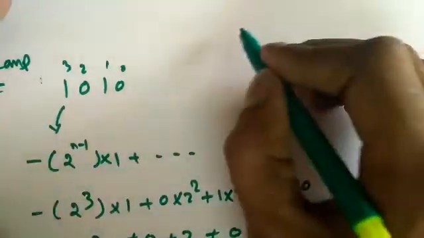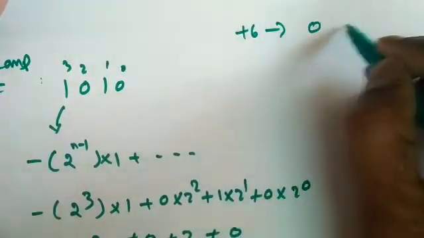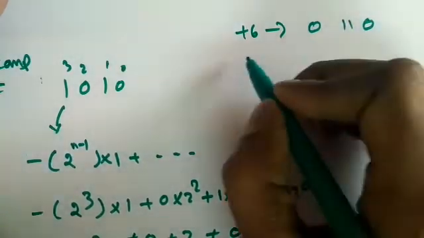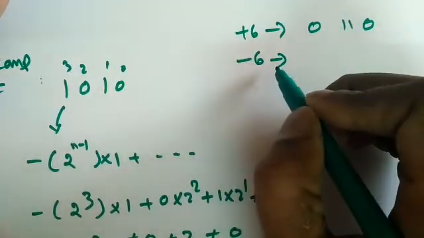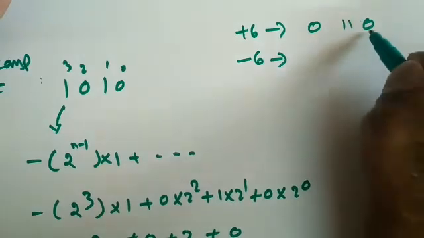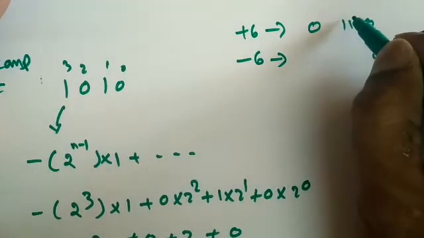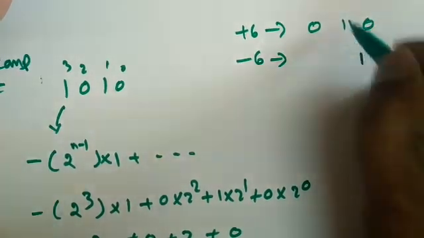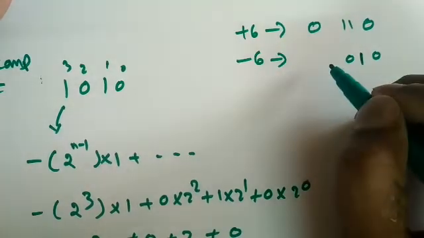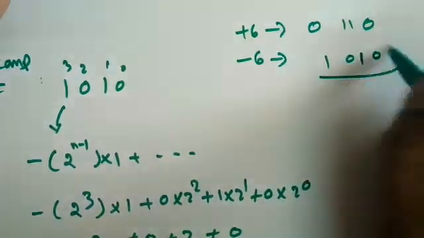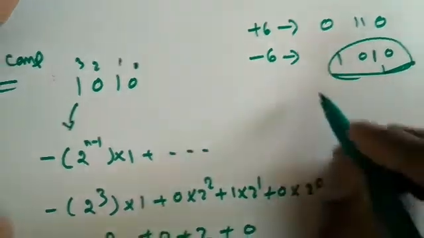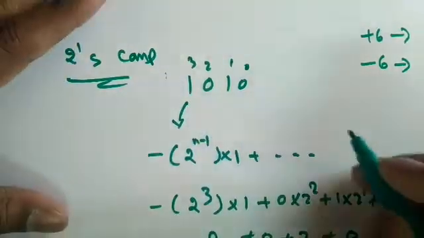Now we'll see plus 6, 0 1 1 0, and minus 6 in 2's complement. We keep the bits up to the first non-zero digit from the right, and complement the remaining ones. So minus 6 in 2's complement is represented by 1 0 1 0.